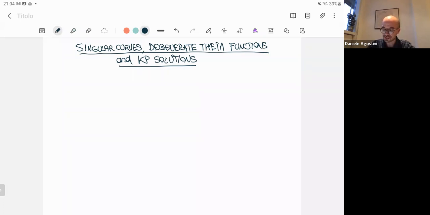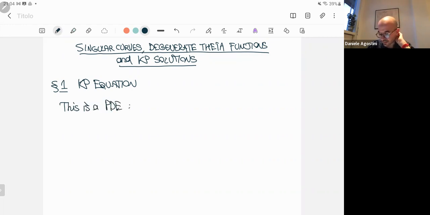So let me start by introducing the word in the title that might be less familiar to an audience of algebraic geometers. That's the KP solutions. Let me start with the KP equation. This is a PDE, a partial differential equation, for one function that depends on three variables, x, y, and t. X and y are spatial variables, t is a time variable, and the equation is very easy to write down. It's a nonlinear partial differential equation, which goes like this.